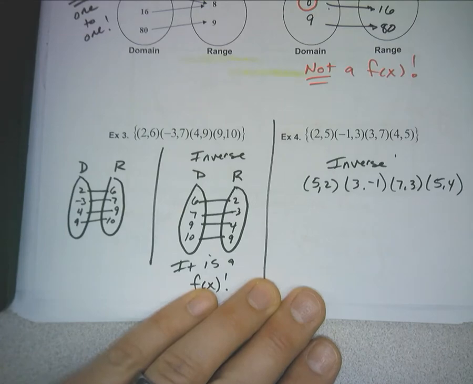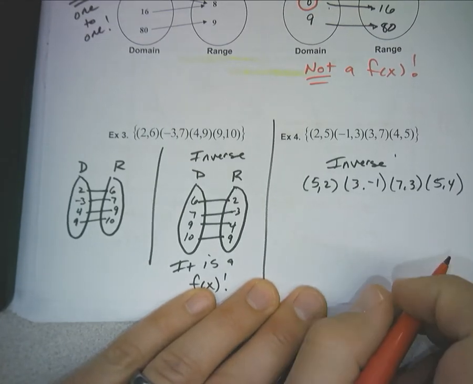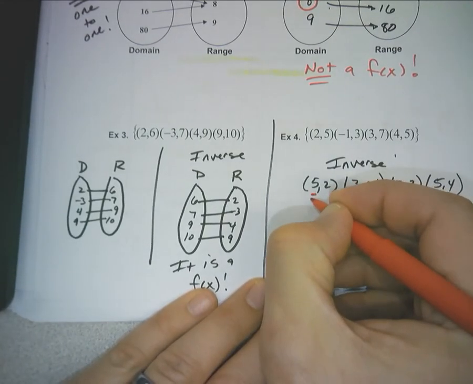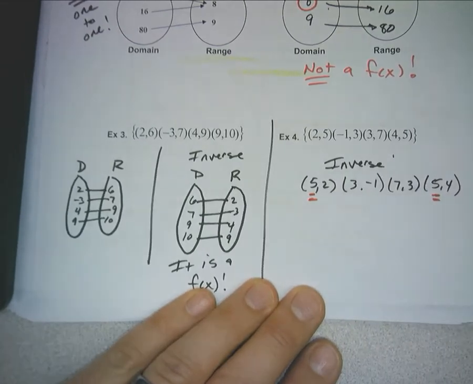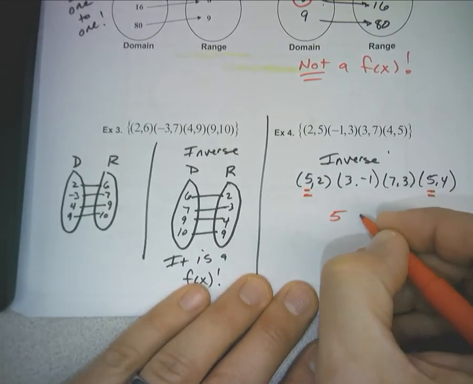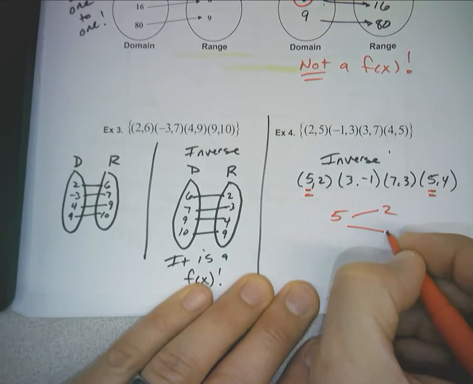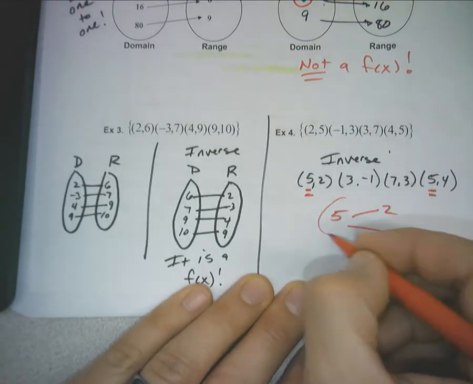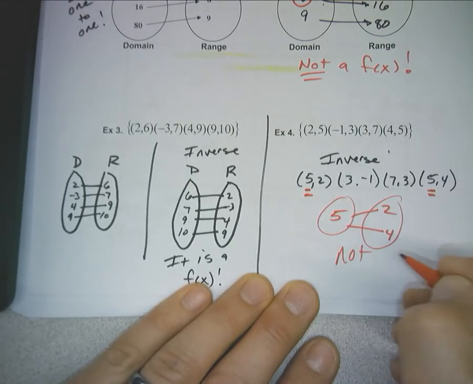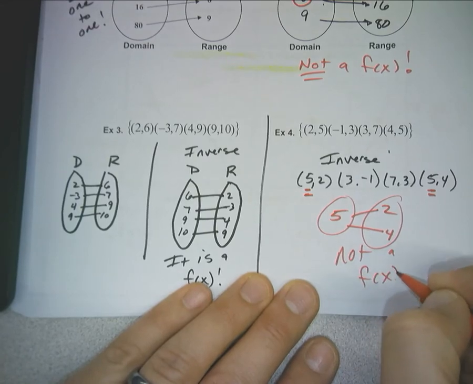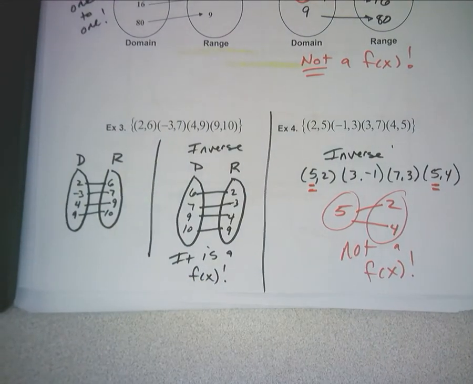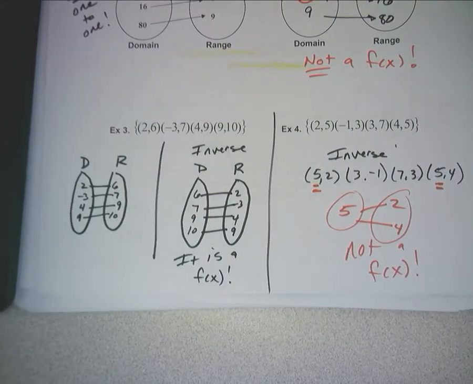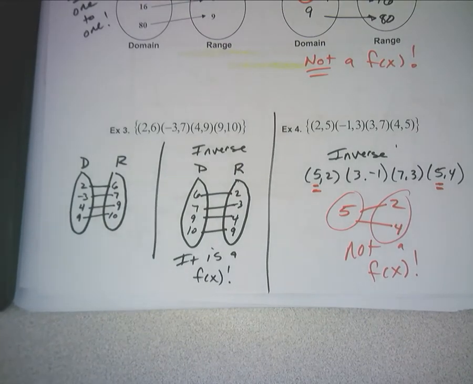Okay, I take a look. Every x can only have one y. And I see I have 2 5s, right? I have 5 going to 2, and I have 5 going to 4. So I know this is not a function. Okay, so you could do either way. All right, whatever helps you answer the question.